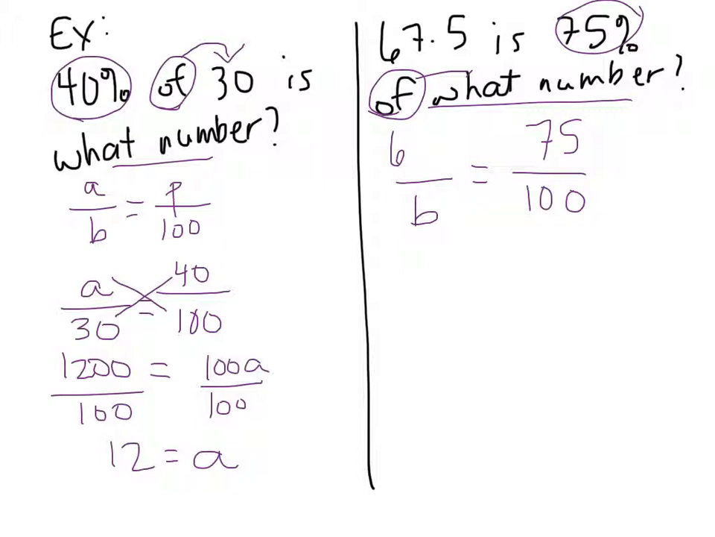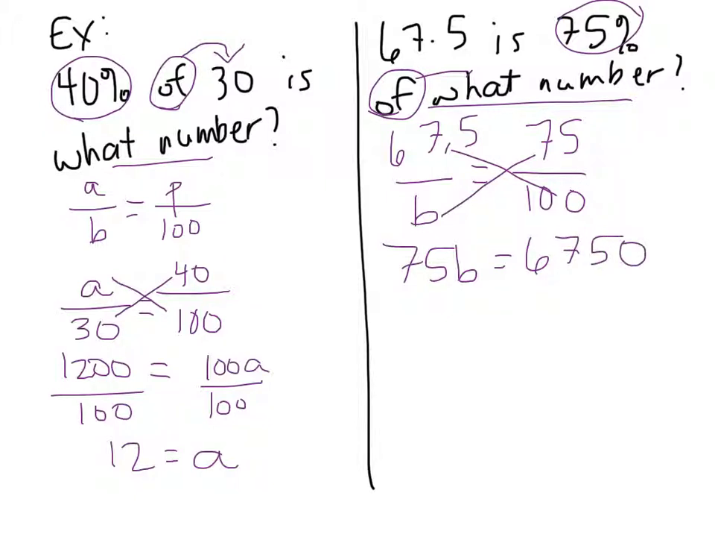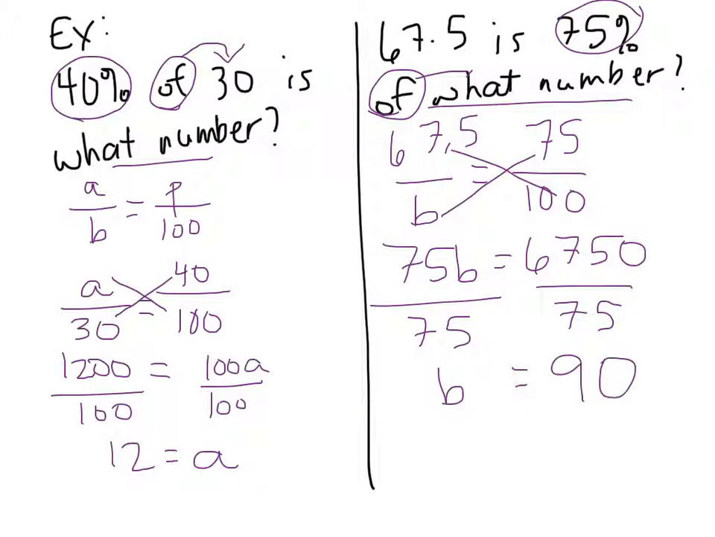And then the 67.5 must go here. And then I cross multiply to solve my proportion. So I get 75B equals 6750. I divide both sides by 75, and I get B equals 90.